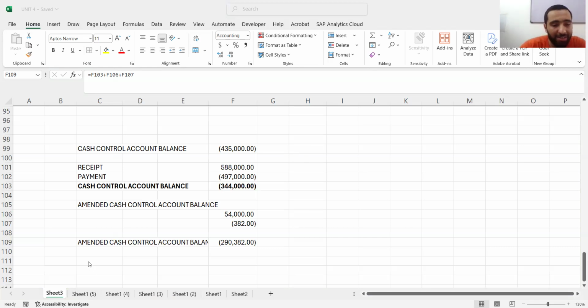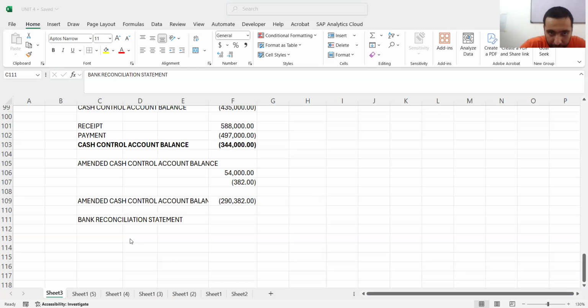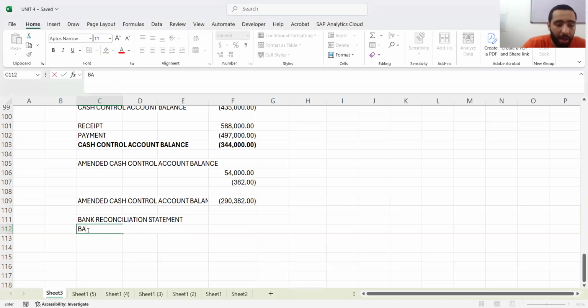The next one, what they're asking is the bank reconciliation statement. Very simple. Bank reconciliation statement. So how are you going to start the bank reconciliation statement? You can start it just as per the cash control account. Cash control account is what you can start with.